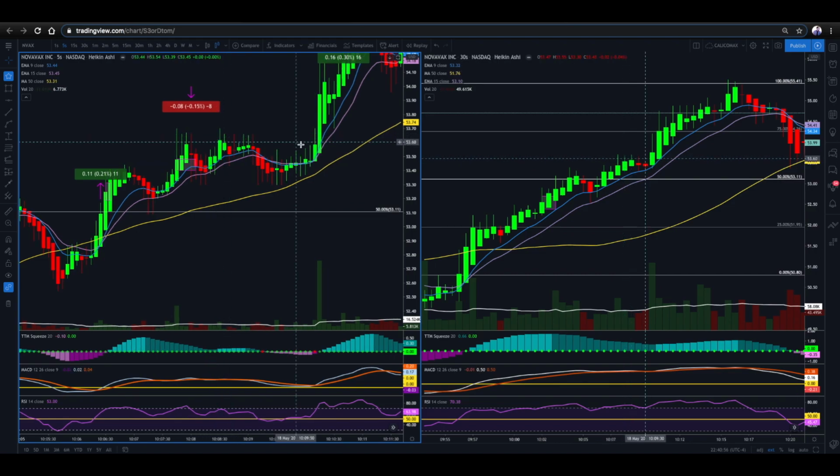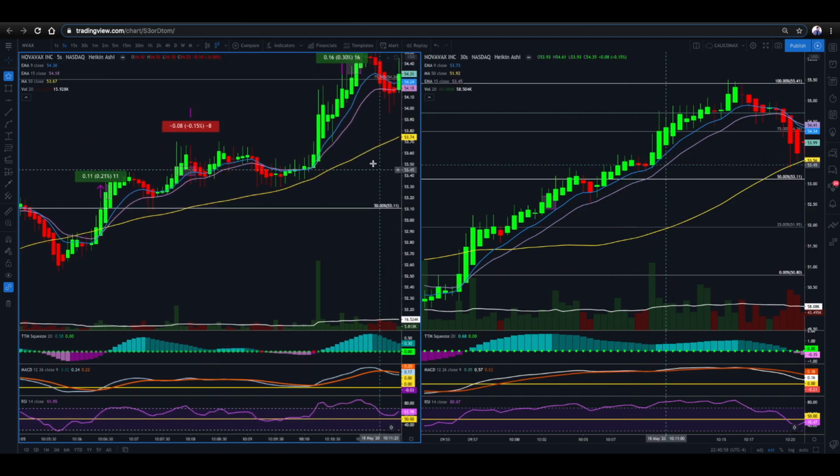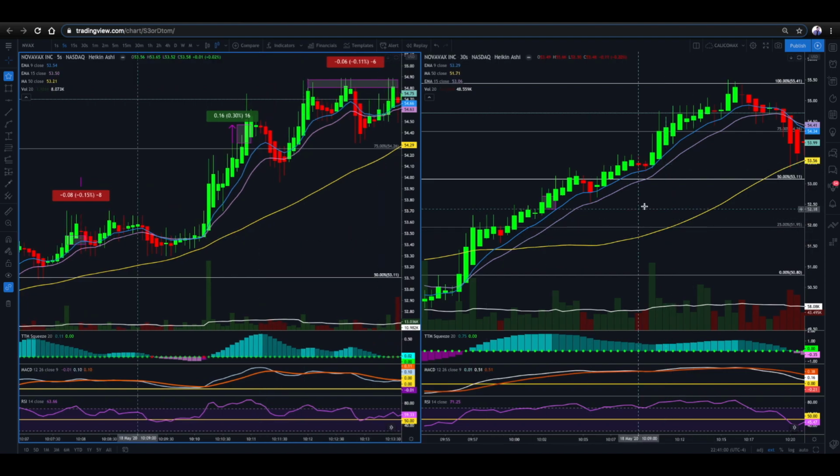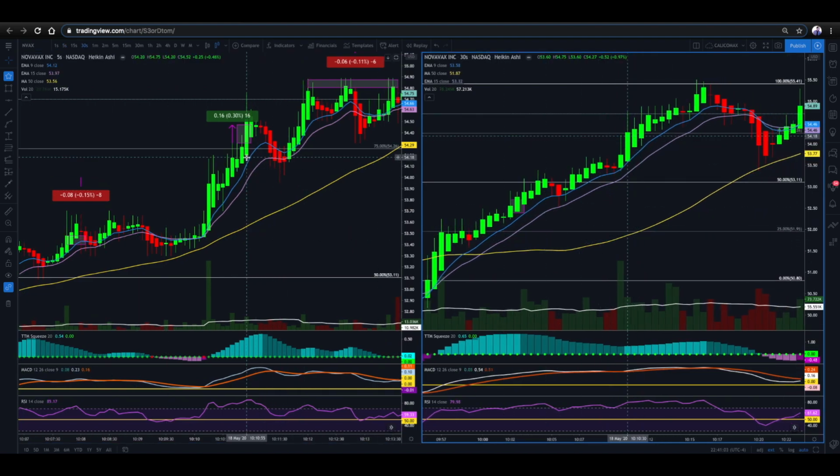I could have stayed in it and been okay. I don't know what I was doing here, but I must have been asleep at the wheel. So if you're looking here, this guy came up. That would have been a perfect cross to take because this is a huge, that's like a $1 candle. Look at that, 53.54 to 53.42 in one candle you could have got there. Anyways, didn't take that cross, silly me.